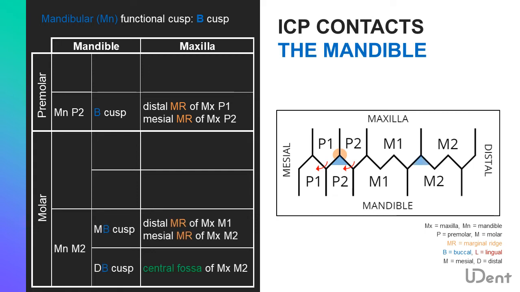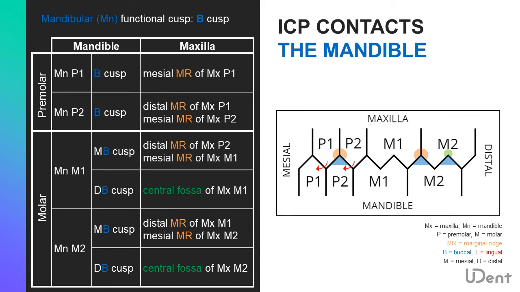For the second molar, the mesial buccal cusp makes a contact with the distal marginal ridge of the first maxillary molar and another contact with the mesial marginal ridge of the second maxillary molar. The distal buccal cusp makes contacts with the central fossa of the second maxillary molar. We can start to recognize a pattern here. A cusp would make either a marginal ridge contact or a central fossa contact.